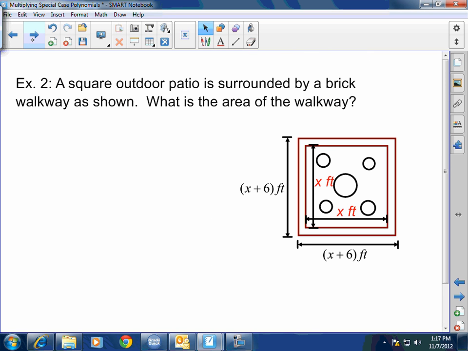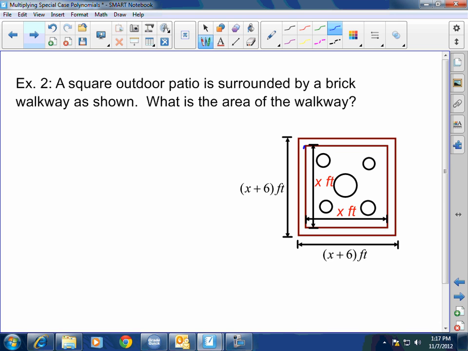Now, what about a real world situation here, okay? Oh no, I know, word problems, we gotta learn. A square outdoor patio is surrounded by a brick walkway as shown. What is the area of the walkway? Well, let's think about this, guys. We're talking about areas here, right? We have two distinct areas that we're dealing with here.